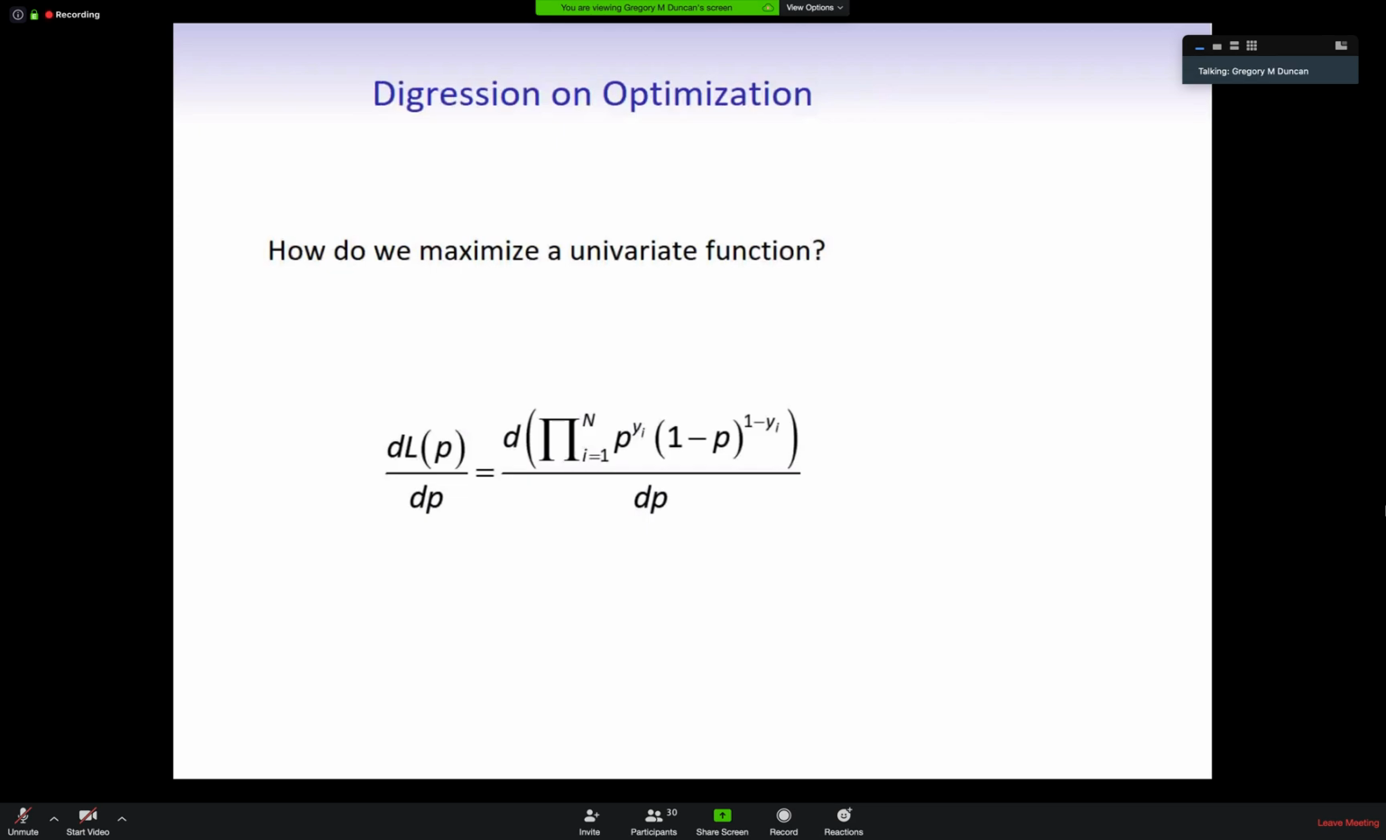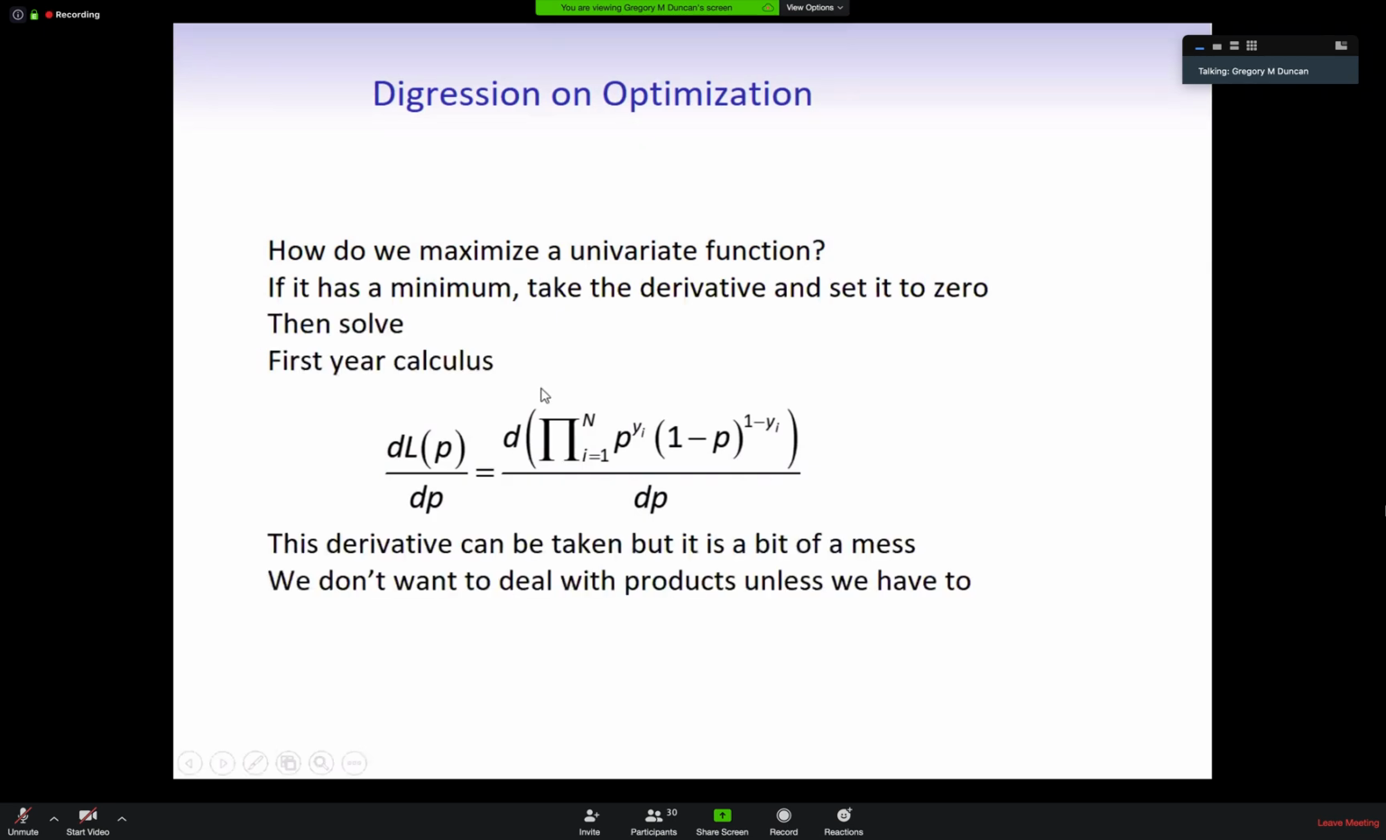How do we maximize a univariate function? If it has a maximum, we take the derivative and set it equal to 0, and then solve. So this is first year calculus. Here's the likelihood. We take the derivative of the likelihood with respect to P, and we set it equal to 0. Now, this derivative can be taken, but it's a bit of a mess.